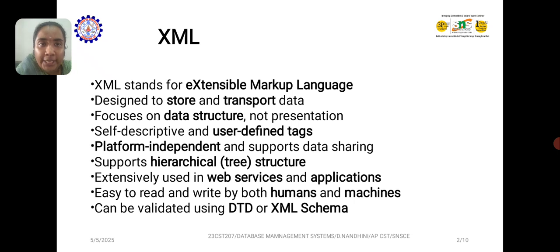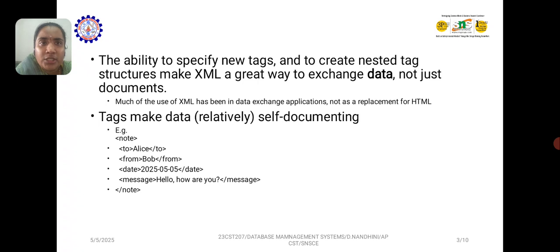It is platform independent and supports data sharing, and it supports a hierarchical tree structure because it is easy to understand with a tree-like structure. It is used in web services and applications, and is easy to read and write by both humans and machines. It can be validated using DTD or XML schemas. It has the ability to specify new tags and to create nested tags. That means within a tag we can create another nested tag, a structure that helps XML exchange data and not just documentation.